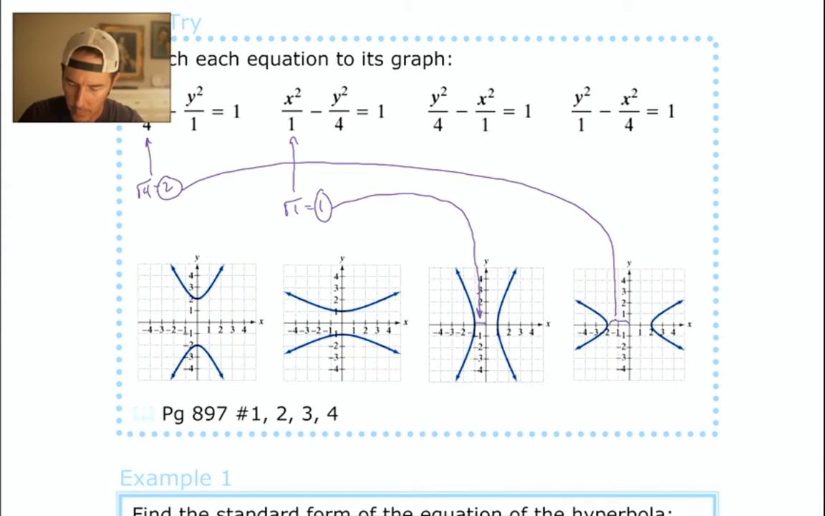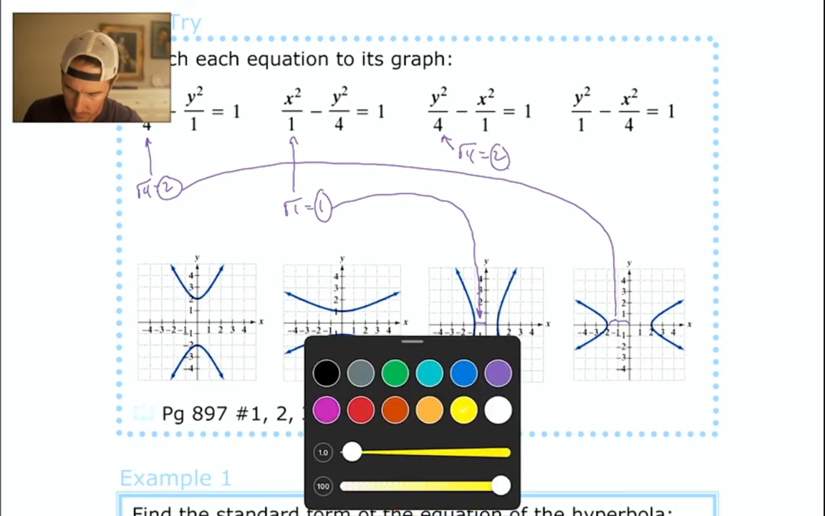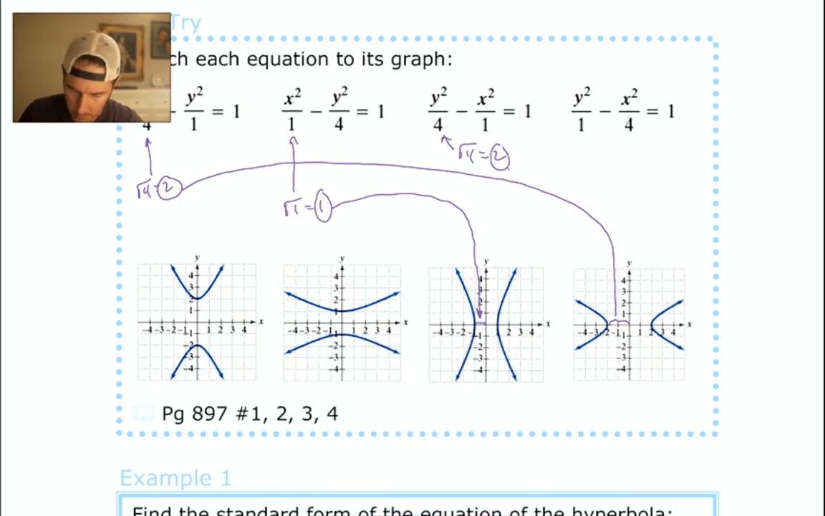Y squared, so it's got to be concave in the vertical direction. Denominator of 4. So we take the 4, we'll square root it. We get 2. That should be our vertical distance from the center to a vertex. And a distance of 2, okay? So that's going to be... I'm just switching colors, circling it in red so that I can take it over here.